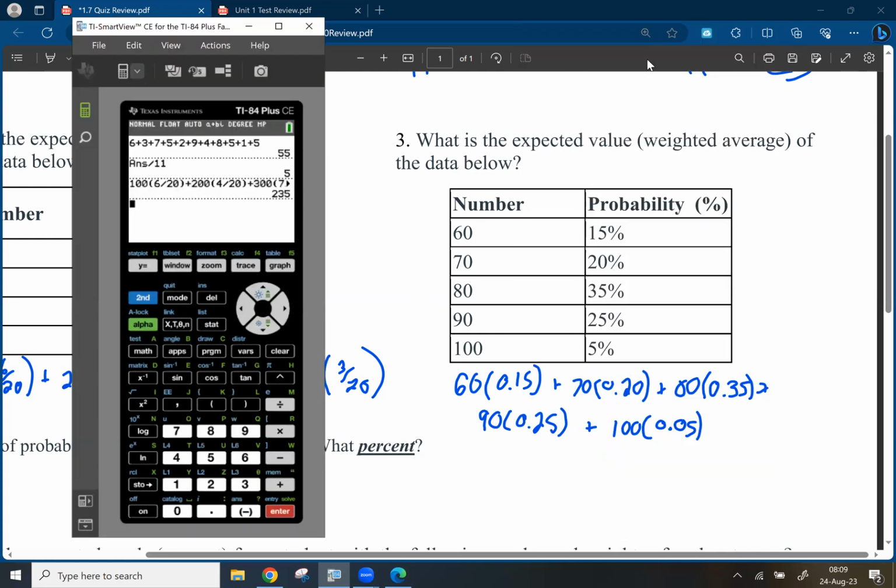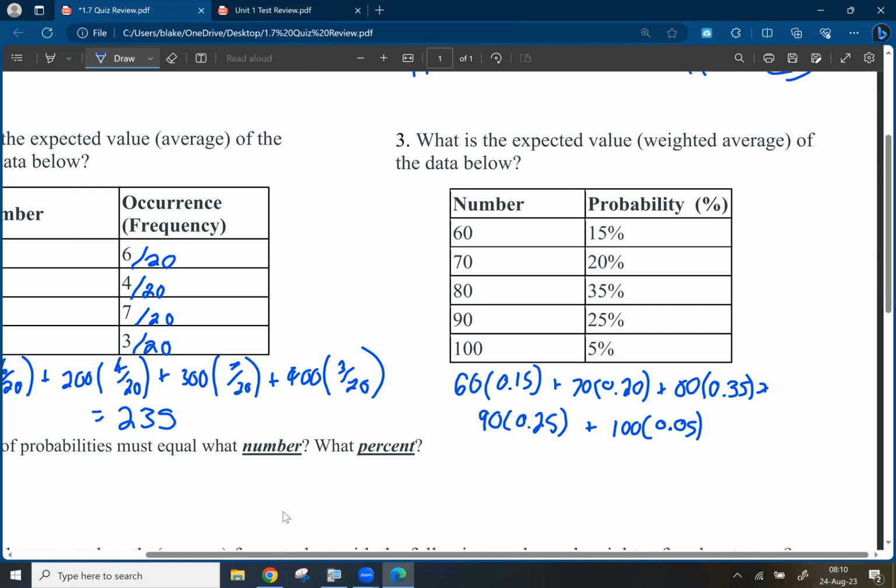So let's see here, 60 times 0.15, plus 70 times 0.2, plus 80 times 0.35, plus 90 times 0.25, and finally add 100 times 0.05. Keep in mind 5% is 0.05, not 0.5. It's very easy to forget that extra 0, so be very careful about it. And we end up here with 78.5 as our final answer.